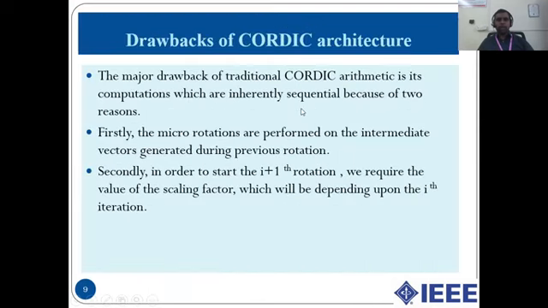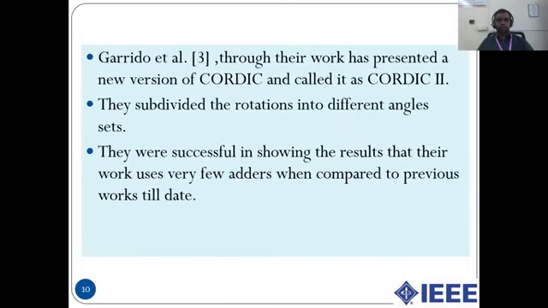And the drawbacks of the CORDIC architecture: the major drawback of this traditional CORDIC architecture is, whenever we would like to perform the computations, they are inherently sequential because of two reasons. Firstly, the micro rotations or the elementary rotations are performed on the intermediate vectors generated during the previous rotation. Secondly, in order to start the next rotation, that is the i plus 1th rotation, we require the value of the scaling factor, which depends upon the previous iteration, that is the ith iteration.